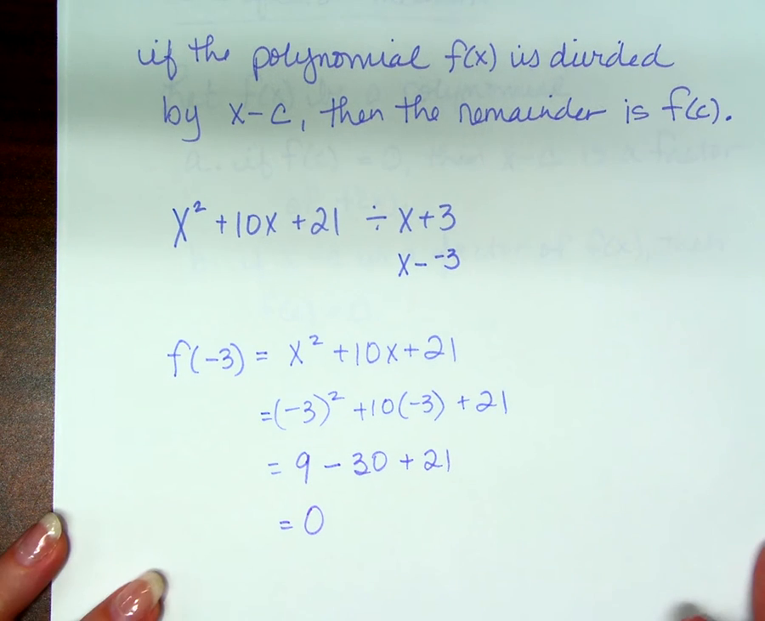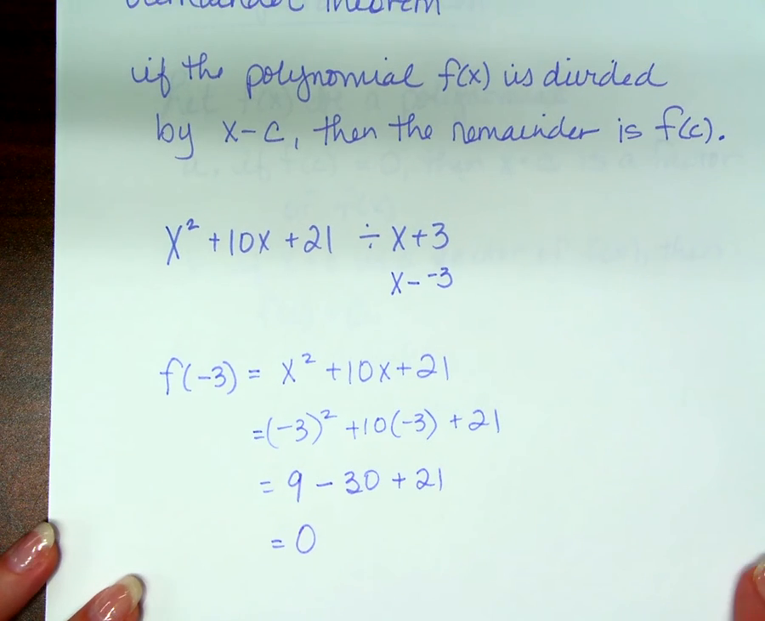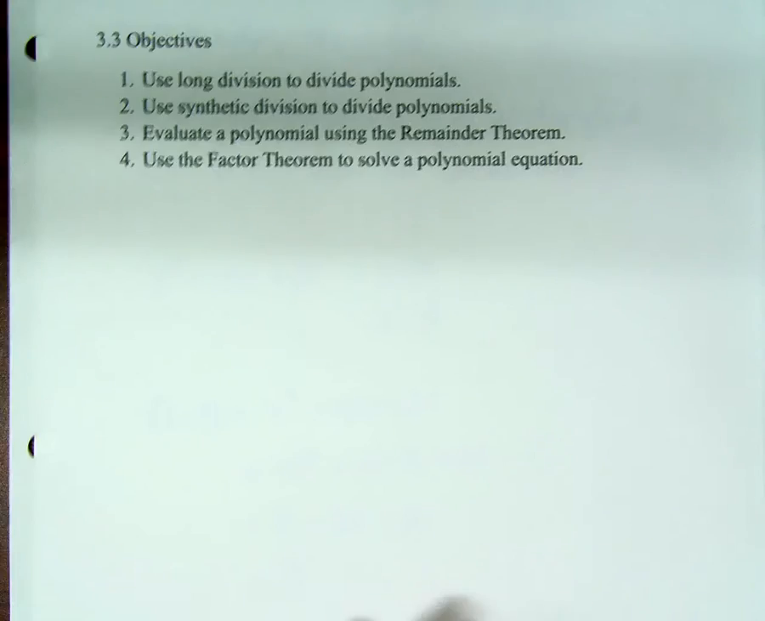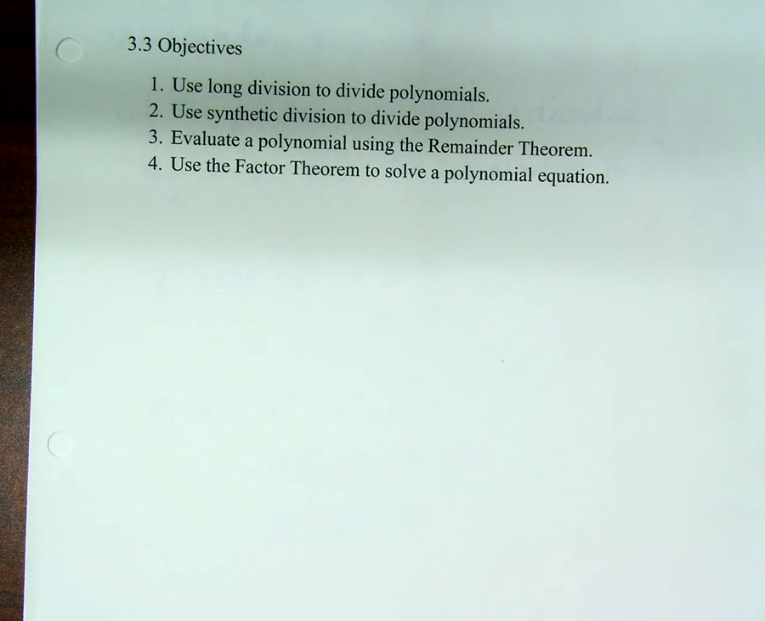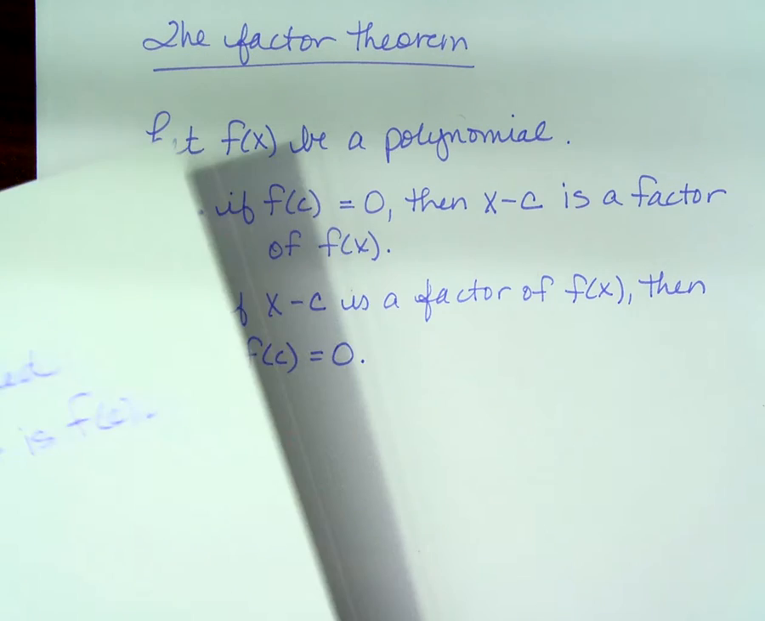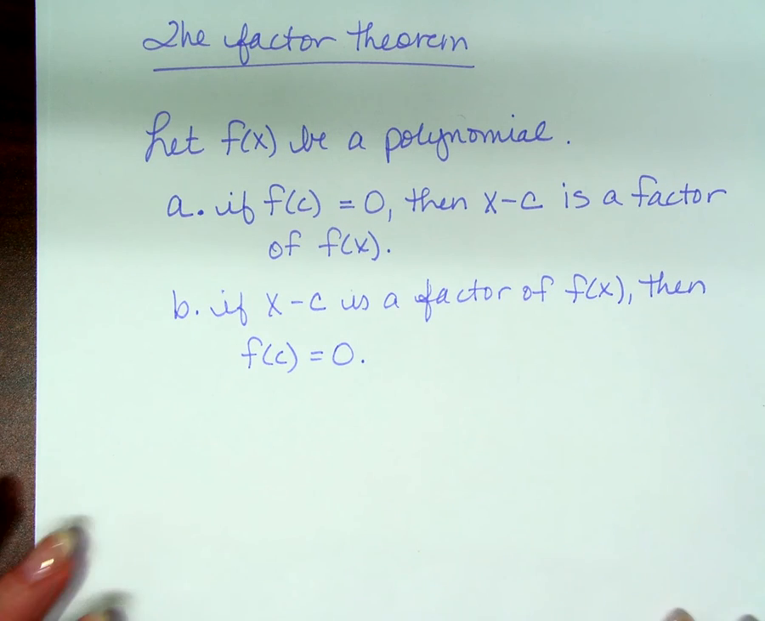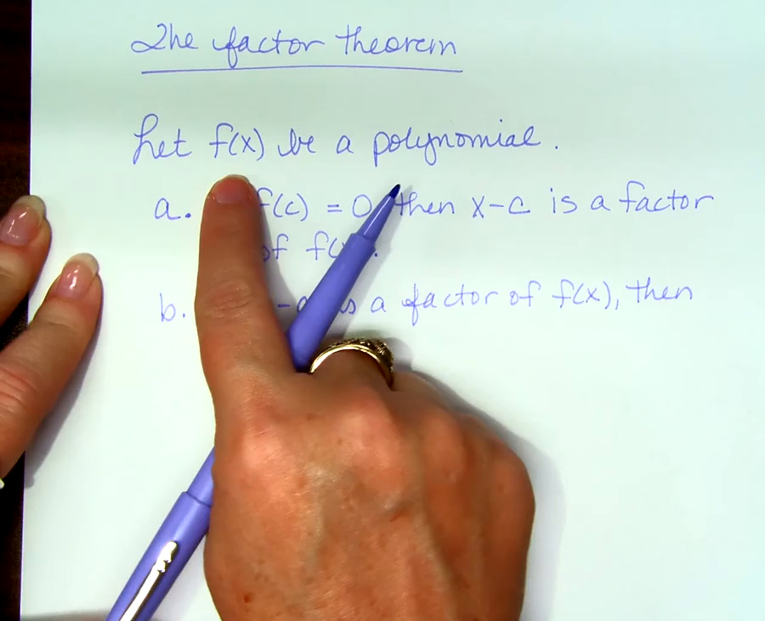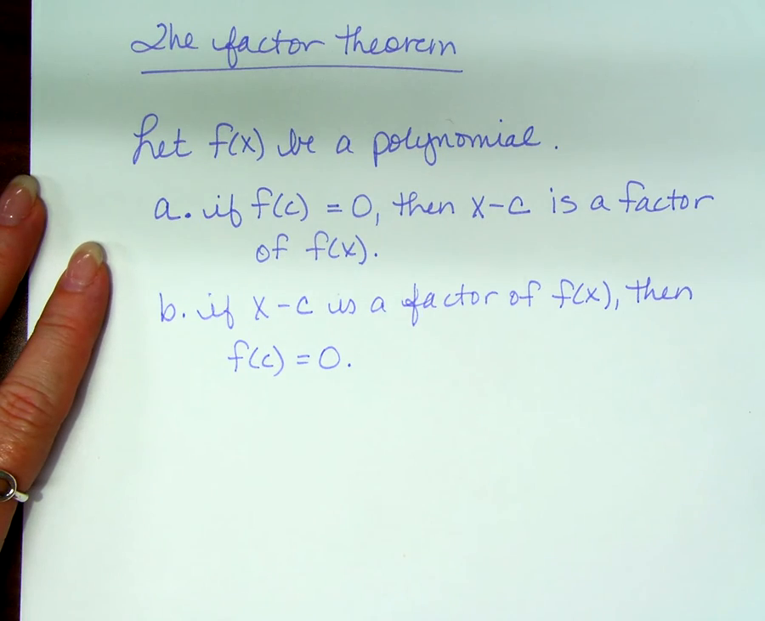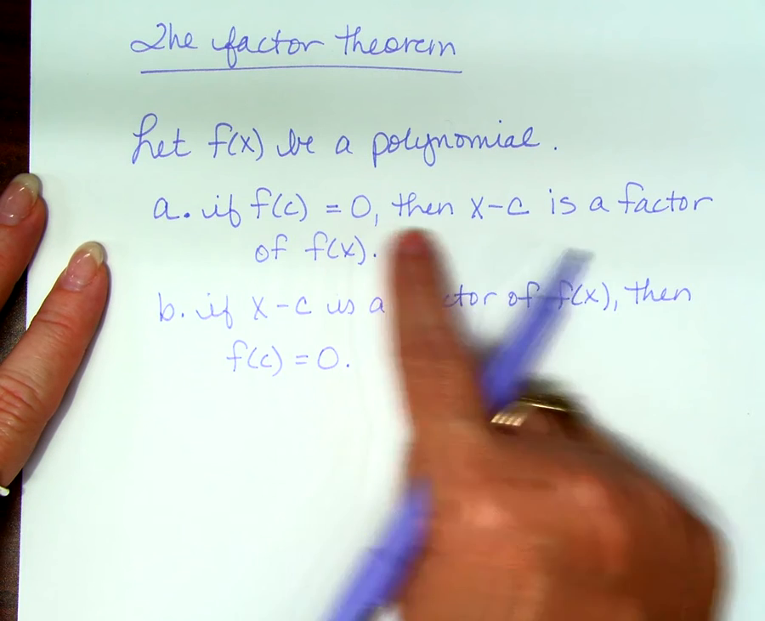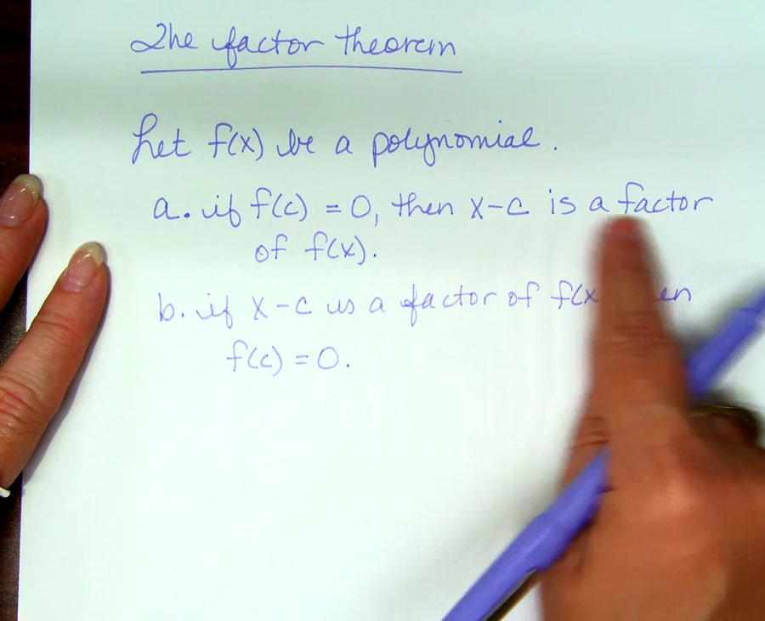That's the remainder theorem. Any questions about the remainder theorem? Okay. Then our last objective today is to use the factor theorem to solve a polynomial equation. Once again, in order to be able to use the factor theorem to solve a polynomial equation, you've got to know what the factor theorem is. Okay? The factor theorem says that we're going to let f of x be a polynomial. So if we evaluate the function at c and that equals 0, then I know that x minus c is a factor.